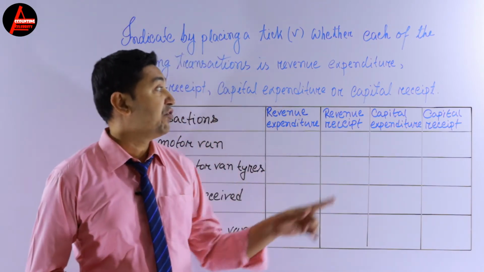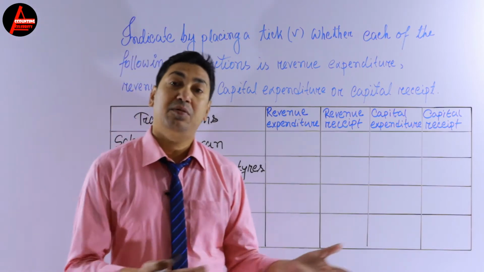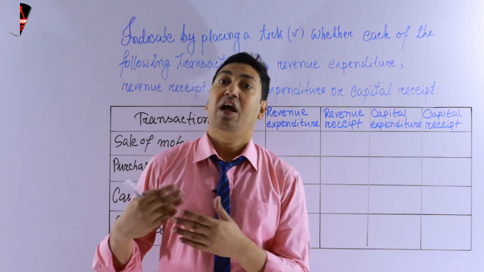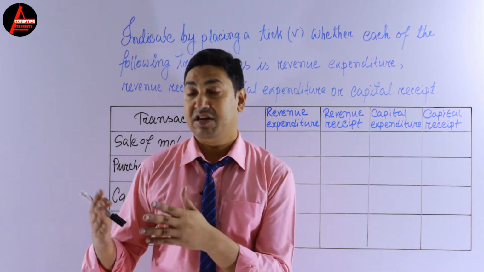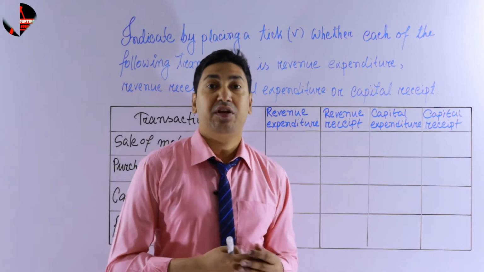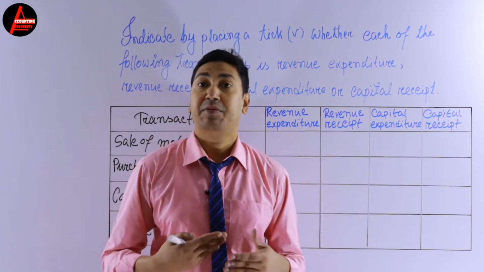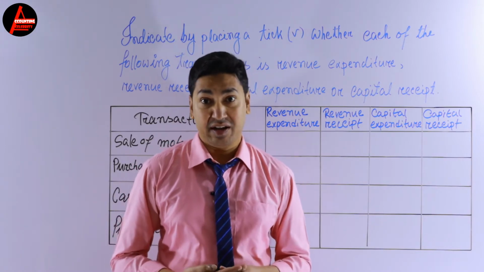Okay, what about revenue receipt? Same as the expense, but this is a receipt. So you receive money by providing a service or selling goods. That will be your revenue receipt. This item is also a recurring item, it happens in the business over and over again.